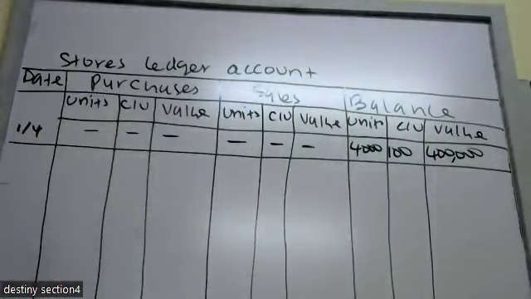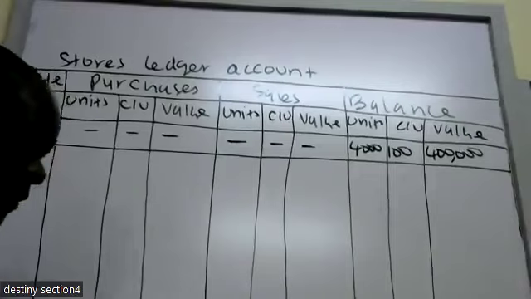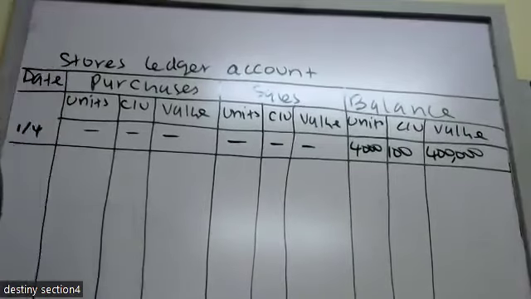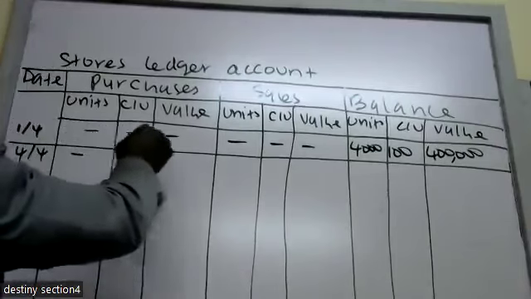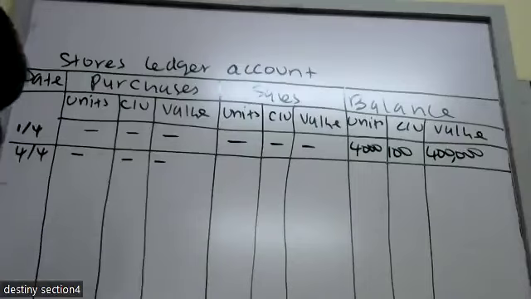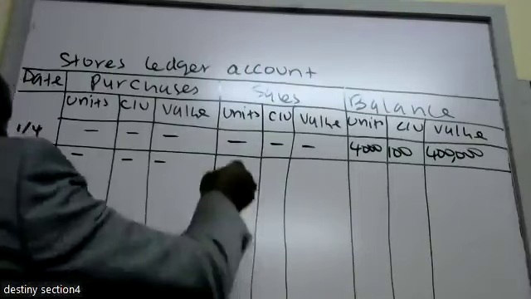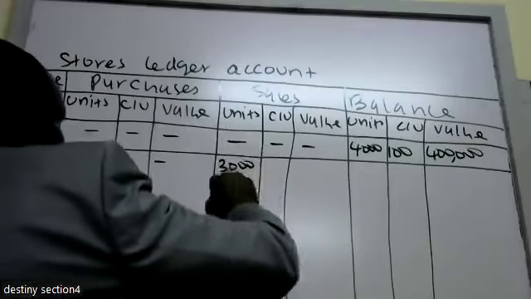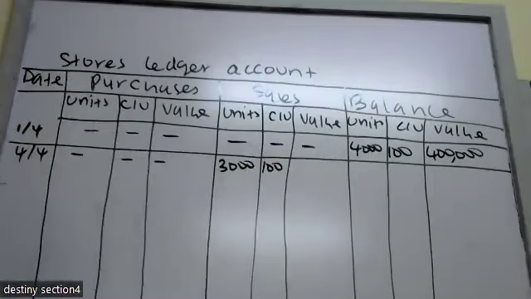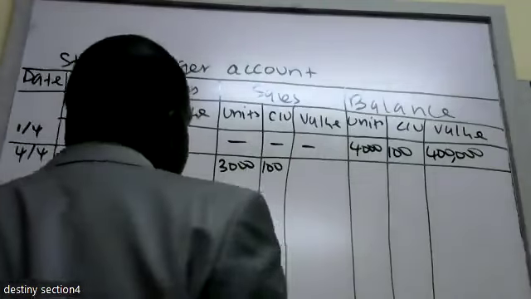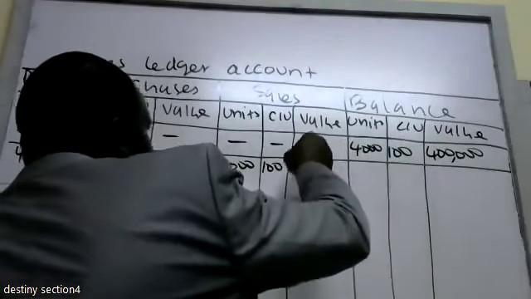So we go to the next date of the operation, which should be the fourth. So fourth, what happened on fourth? They issued 3,000 units at 100. So this one should be 300,000.